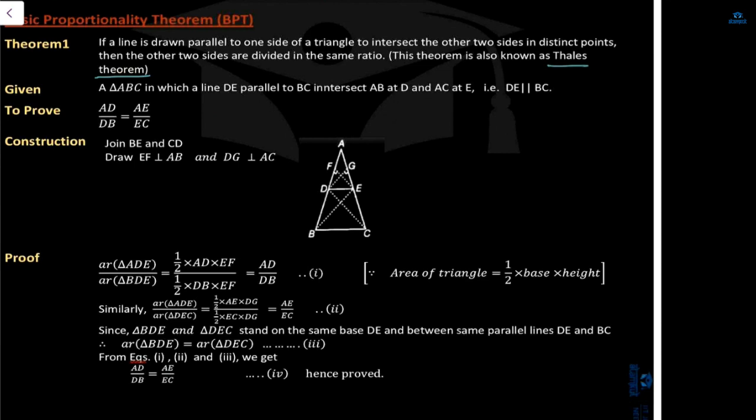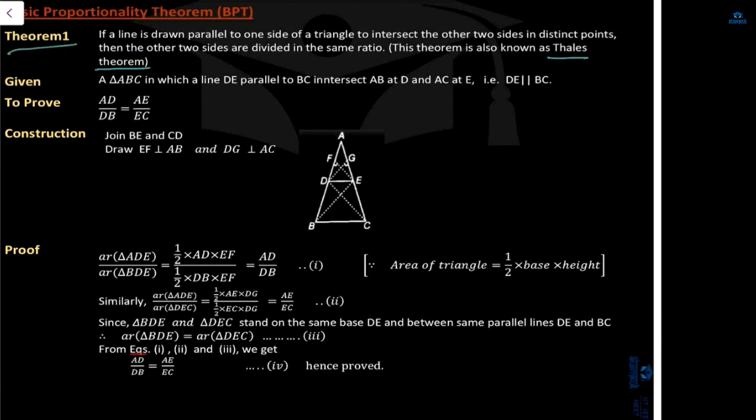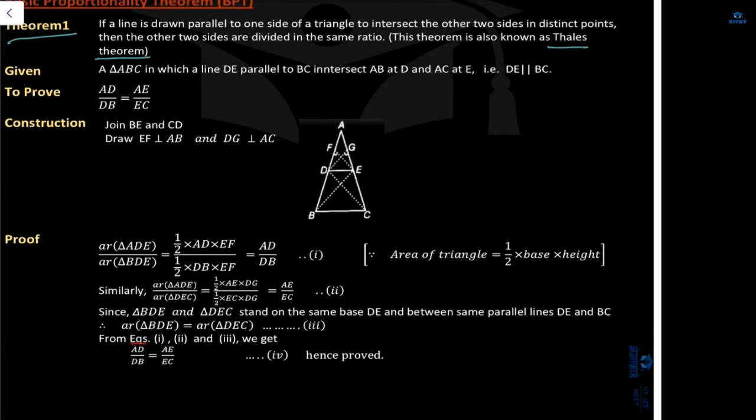The statement is: if a line is drawn parallel to one side of a triangle to intersect the other two sides in distinct points, then the other two sides are divided in the same ratio. When proving a theorem or any geometrical question, always write the given, to prove, any construction, and proof. These give you 1 mark even in a 5 marks question. The diagram is also very important.